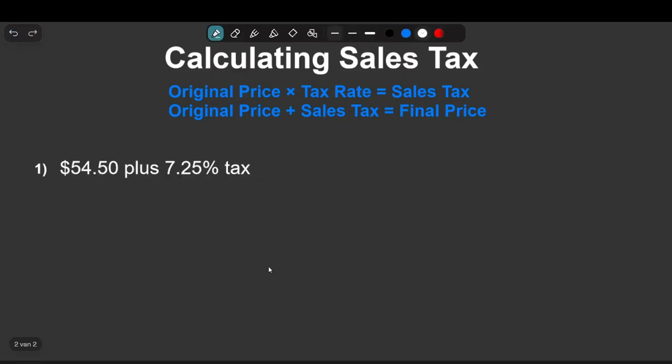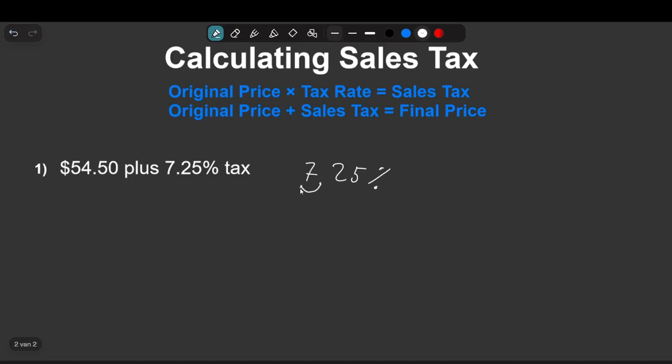So here we have our second example. For our second example, we have $54.50 plus 7.25% tax. So again, the first thing we want to do is look at the percent. We want to turn this percent into a decimal number. So let's write it down over here again, 7.25%, and we can divide this by 100, or we can just move the decimal to the left twice.